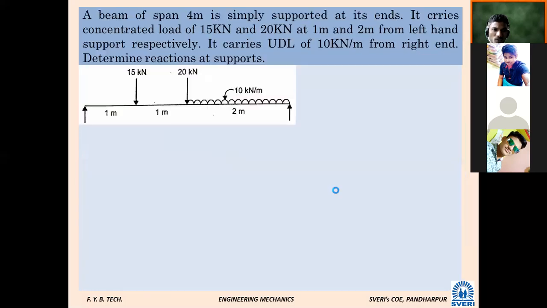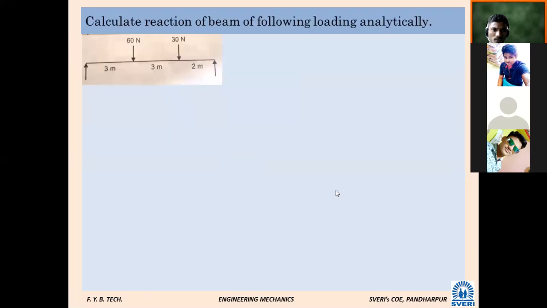Now, let us see a simple problem. These problems we have already solved. Can anybody read this very simple problem? Calculate the reactions of the beam for the following loading analytically, or we can say theoretically. There is one beam, and if I name the ends point A and point B, beam AB, the reactions there will be RA and RB.